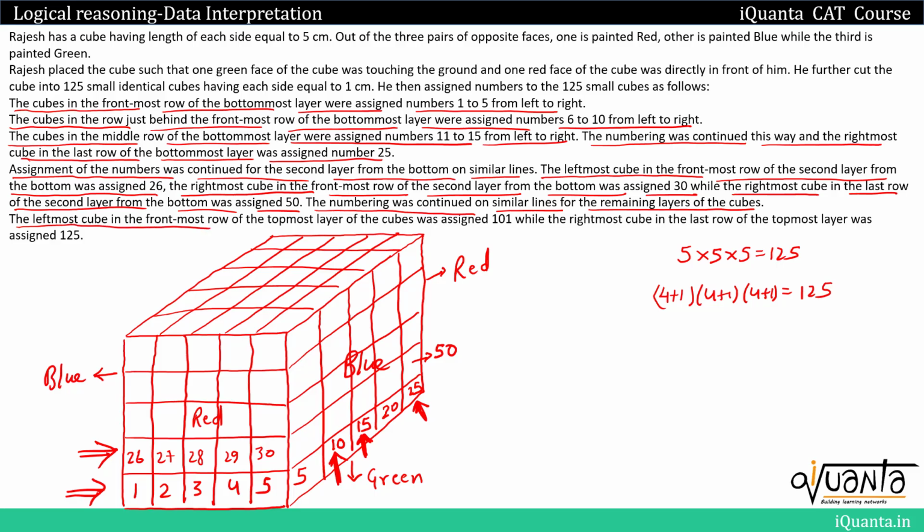The leftmost cube in the frontmost row of the topmost layer. So now we are talking about the topmost layer, front row, and the leftmost cube. So this is the cube that we are talking about. It was assigned 101, so this will be cube number 101, while the rightmost cube in the last row of the topmost layer, this is the cube that we are talking about. It will be numbered 125. So this is how the numbering is going on. So we cannot extract any more information from the statements that were given to us. Let us try the questions.